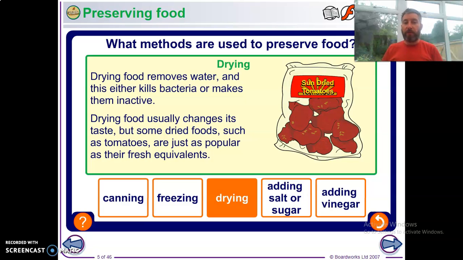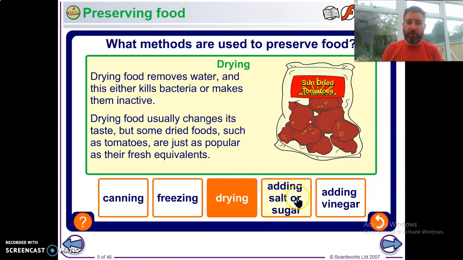And what that does is that removes water. Bacteria cannot survive if there's no water. It either inactivates them or usually it kills them. So bacteria need a nice warm environment and they need a moist environment. So drying was quite an effective way. How else did we do it?